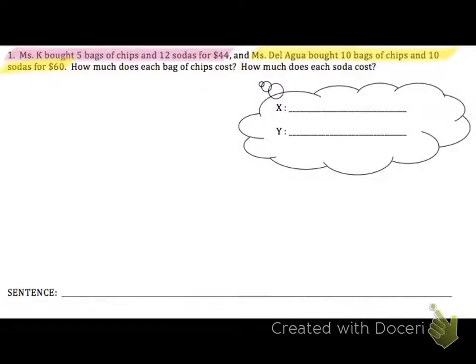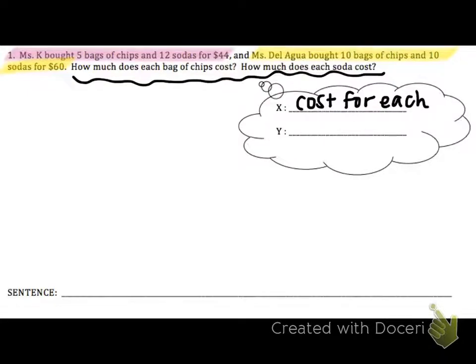This, being a system of equations word problem, means it's really 2 problems in one, which is why I use the 2 different highlighter colors. If you want to know what x and y are supposed to represent, take a look at the question at the end. How much does each bag of chips cost, and how much does each soda cost? So x is going to be the cost for each bag of chips, and y is going to be the cost for each soda. The hardest part of these problems is going to be generating the equations that match the word problem. But keep in mind we're going to have one equation for what I've put in pink and one equation for what I've put in yellow.